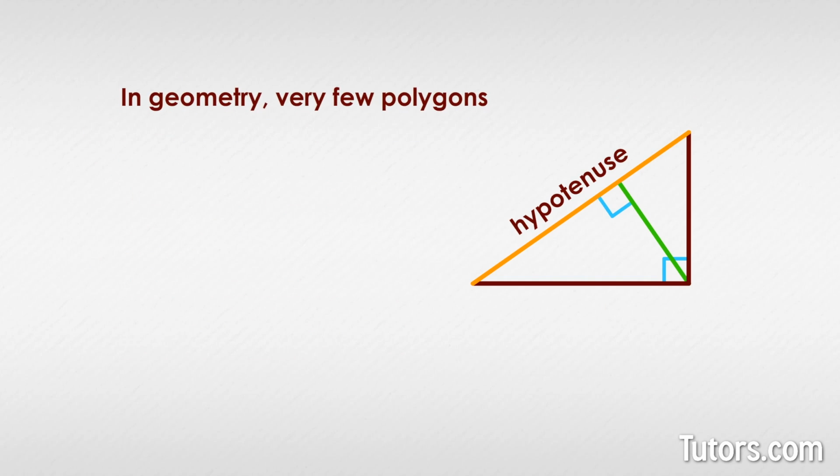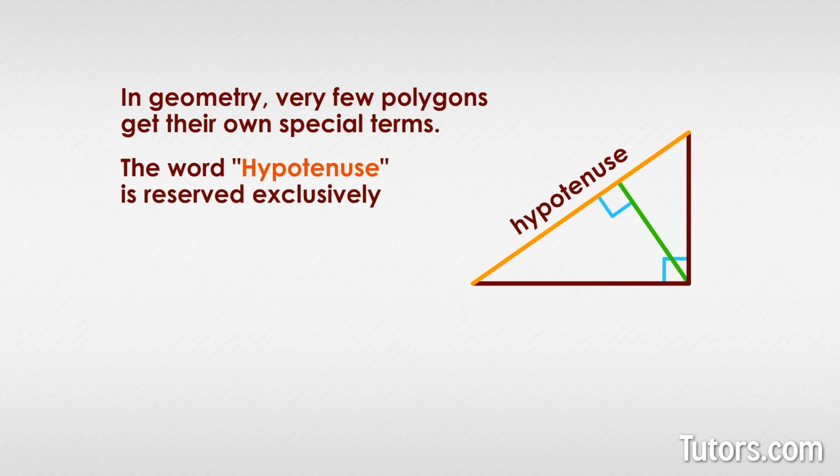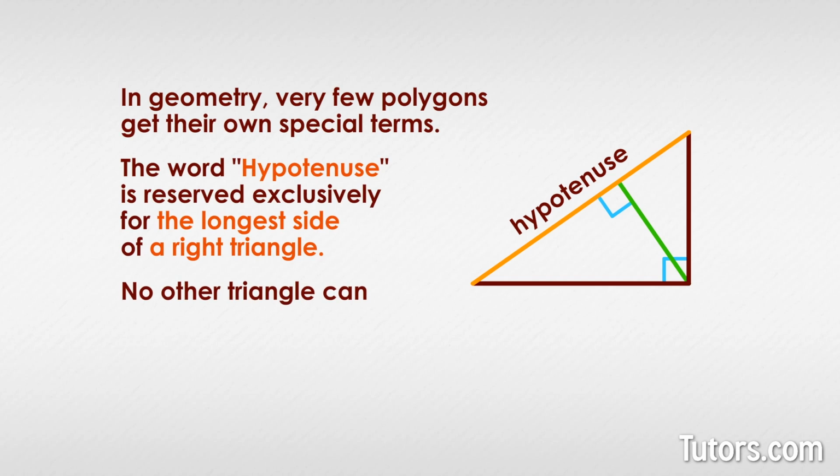In geometry, very few polygons get their own special terms. The word hypotenuse is reserved exclusively for the longest side of a right triangle. No other triangle can have a side labeled a hypotenuse.